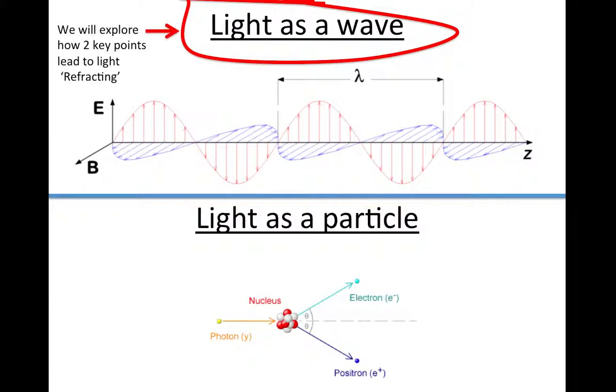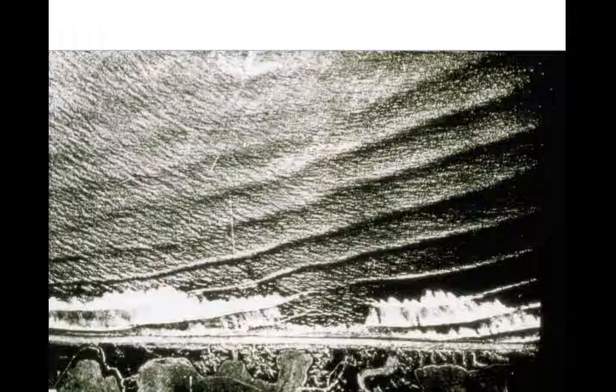Looking at light as a wave, we'll explore how two key points lead to a phenomenon we call refraction, or how these two key points lead to light refracting. So that's what we're moving towards, refraction. But we're going to first start off with a question about a beach.